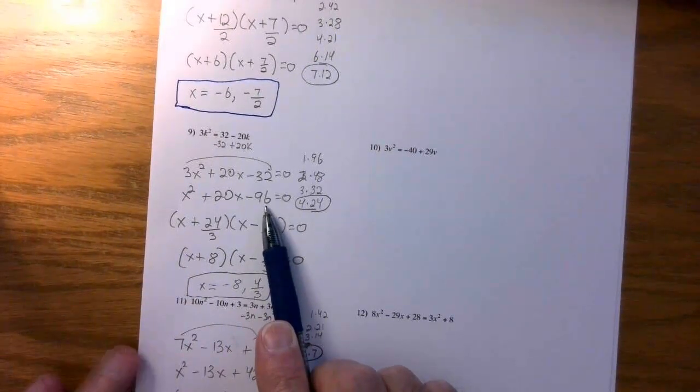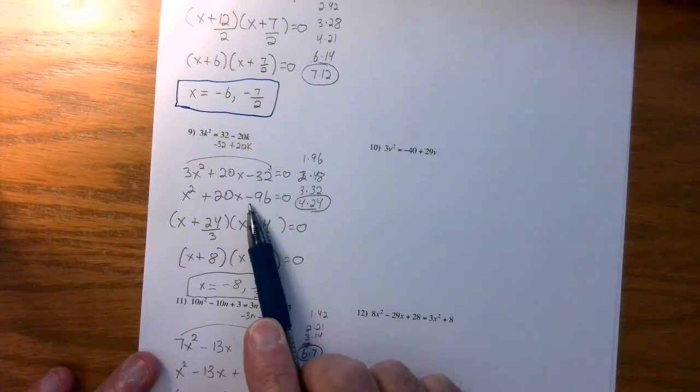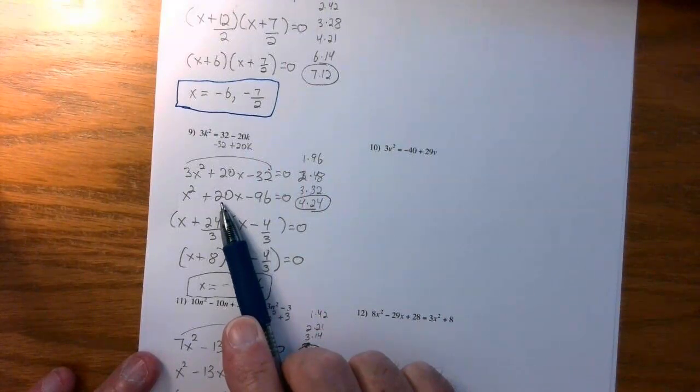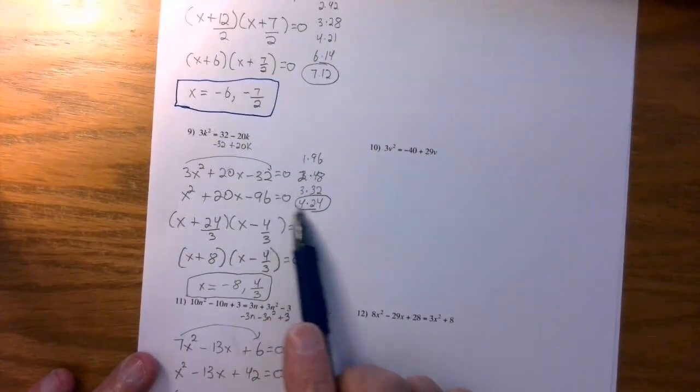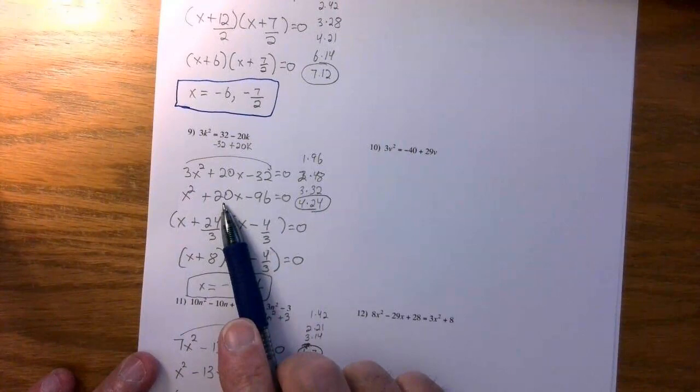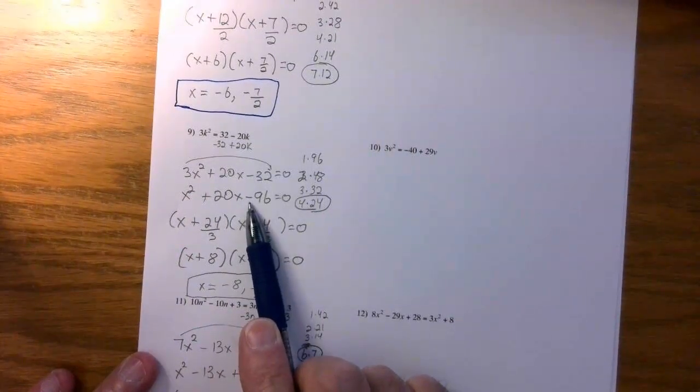And I need to find 2 numbers. When I subtract them, I get 20. So I start looking. I end up with 4 and 24. 4 times 24 is 96. 24 minus 4 is 20. And I'm subtracting because of that negative right there.